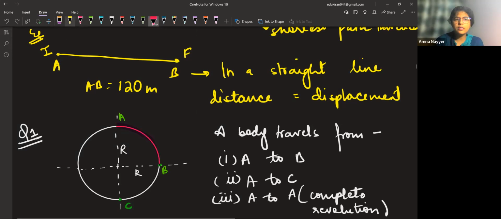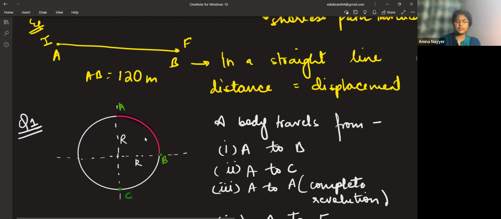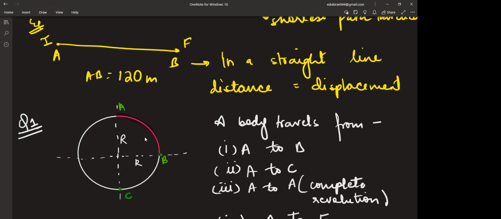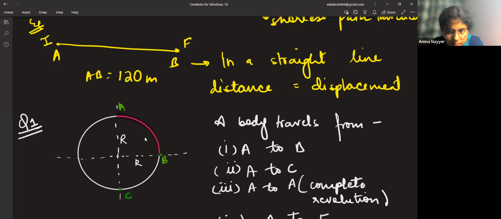So can anyone of you tell me what should be this distance if the radius is R? Abdul is answering. Yes, ma'am. What should be the distance according to you? This part of a circle. Apply your mathematics. See, if the entire circle is 2 pi r, what should be this part?